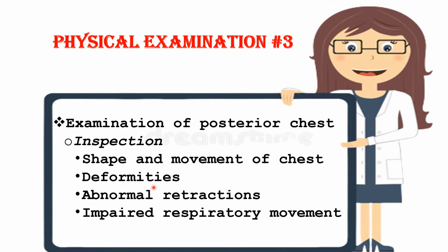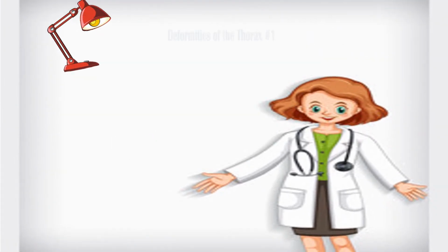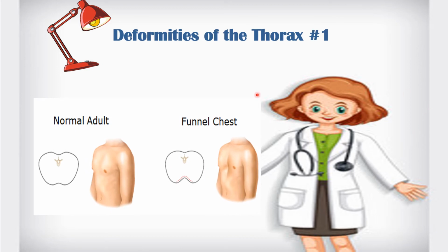So check for any deformities, for example, a pigeon shape of the chest. Is there abnormal retraction of the intercostal spaces, or is there impaired respiratory movement? Upon inspection, you may find the following findings.